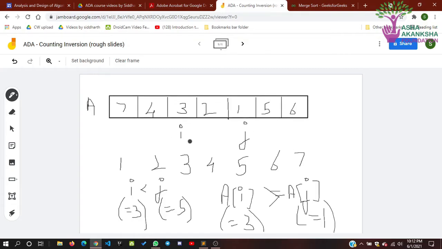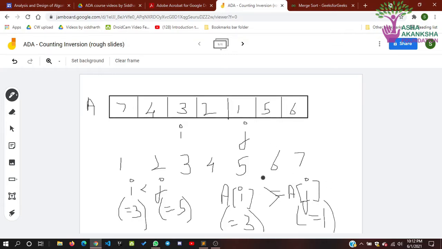Suppose we consider any arbitrary two indexes i and j. Now we know that i is equal to 3 and j is equal to 5 and i is less than j. We also see that A[i] is greater than A[j], because A[i] is equal to 3 and A[j] is equal to 1.